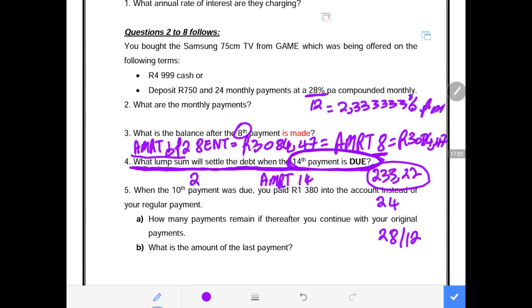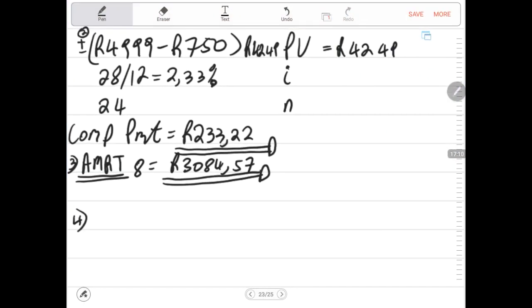And there are two ways to do this type of question. There are two ways, and I'll show you both of the ways. Therefore, now let us start with way number 1. Way number 1 is to say amount 14. I said we're not supposed to say amount 14, because if you say amount 14, it will give us the balance after the 14th payment is made, of which we need a balance before the 14th payment is made.